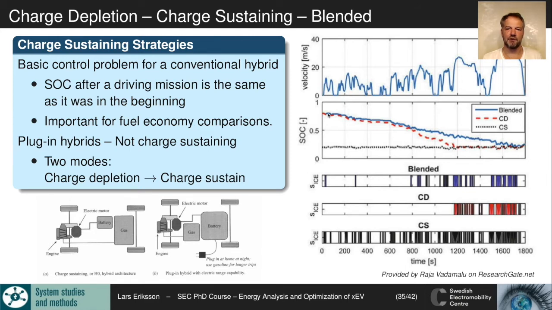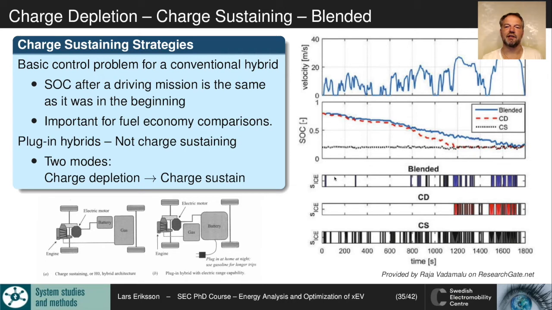And finally, you can run in what's called blended mode. Then you're aiming for getting to the end of where you're going with the state of charge emptied there, so that you can start charging when you have reached your destination. And many people have shown that the blended strategy is what gives you the best fuel economy, because then you can save some electricity to the points where you really need it the most during the cycle.